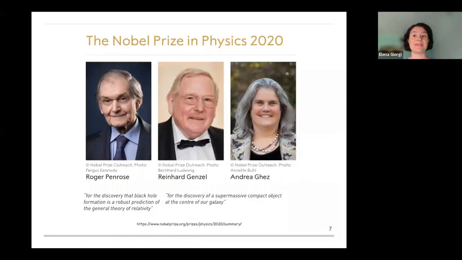Now, also the Nobel Prize in Physics 2020, so 3 years after, was awarded to scientists studying black holes. And in particular, I'd like to mention the half of the prize that was given to Roger Penrose, with the mention for the discovery that black hole formation is a robust prediction of the general theory of relativity. And it's particularly important for me because Roger Penrose has really always studied black holes from a mathematical point of view. And this was one of the recognition of his work.